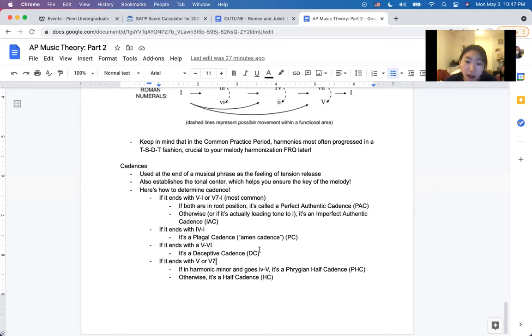If it ends with a 5 or a 5, 7, then you also have to check. If it's in harmonic minor and it goes 4 to 5, then it's a Phrygian half cadence. If not, it's just a half cadence.